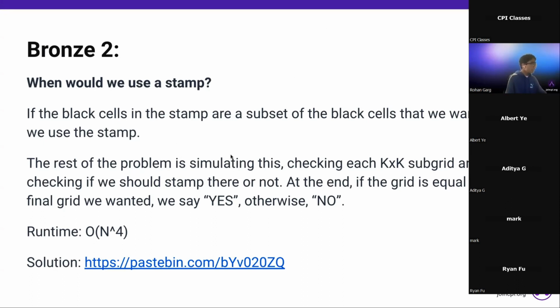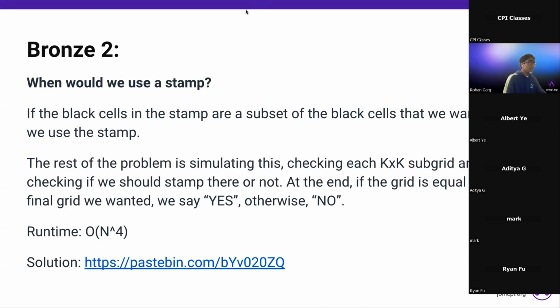The rest of the problem, which I think is the hardest part, is actually simulating this and checking each k by k subgrid to see if we should stamp it or not. At the end, if the final empty grid is equal to the one that we want, then we can say yes, otherwise no. For the complexity, since this is O(n to the 4), you can probably do this for n up to 100, but I don't think there's a faster solution.